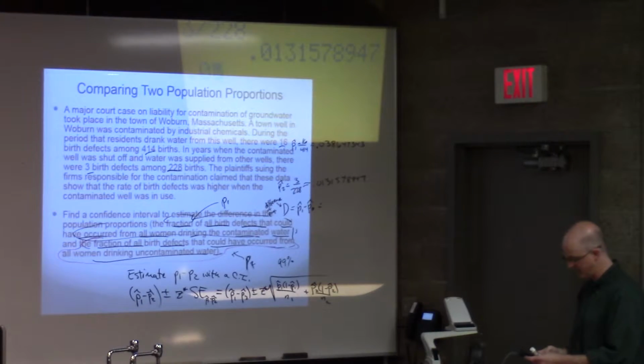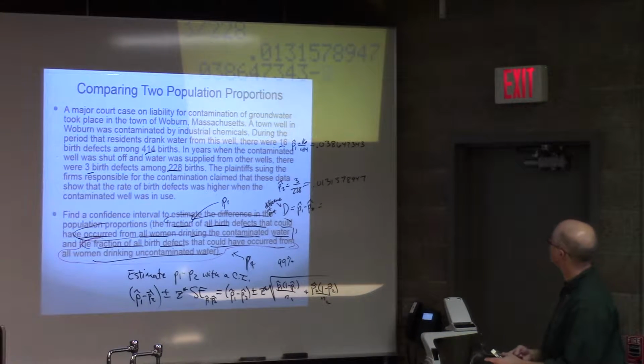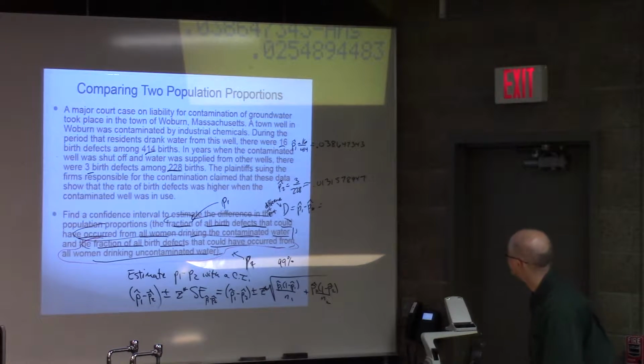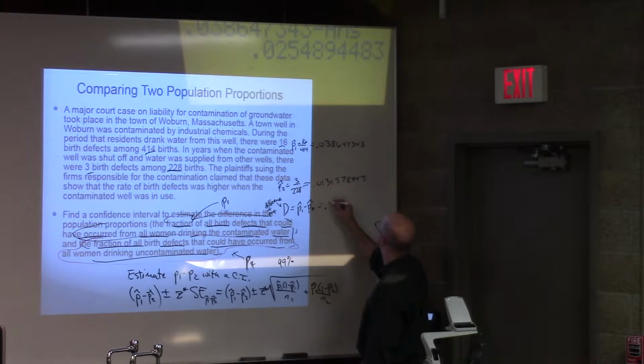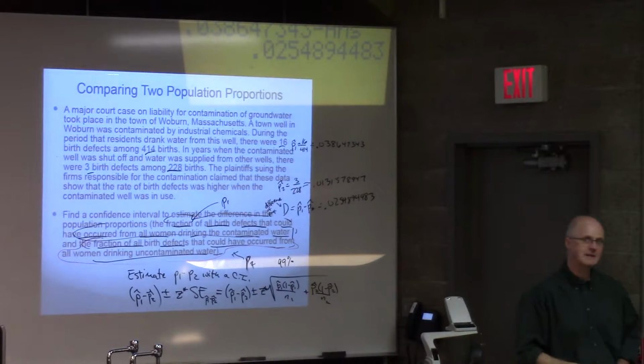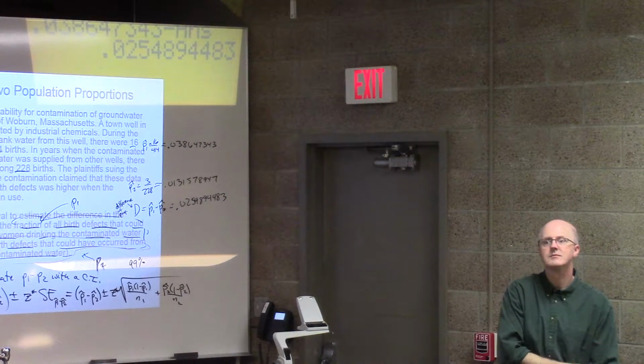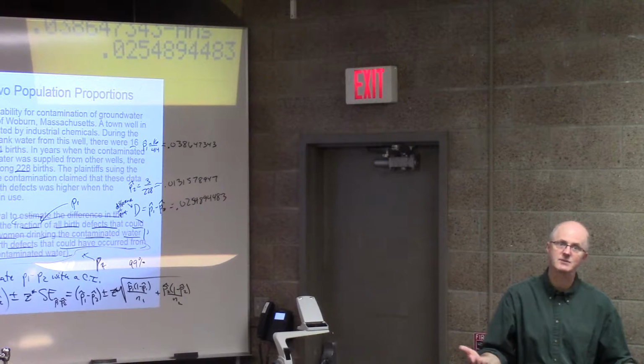Take 0.0386473343, subtract 0.0131578947. There's the difference, about 2.5%. Go ahead and include all the decimals. If you were going to report it, you'd want to round it to 2.5%. It is a positive number, giving us some evidence against the null hypothesis that P1 equals P2. But would it be statistically significant evidence? We're not sure yet.